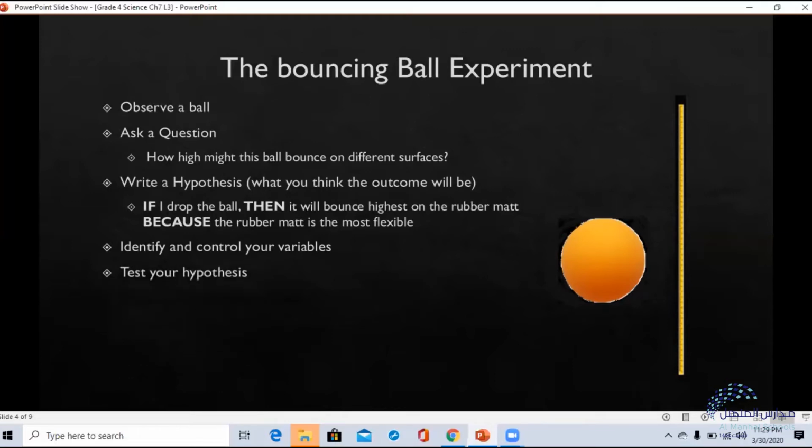Test your hypothesis, which means that I need to carry out an experiment. This experiment needs to be controlled. By observing what happens to the ball bouncing, I can collect and record my data. Then I state my conclusion.